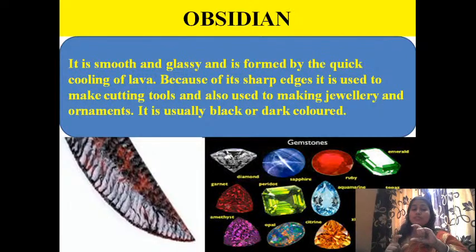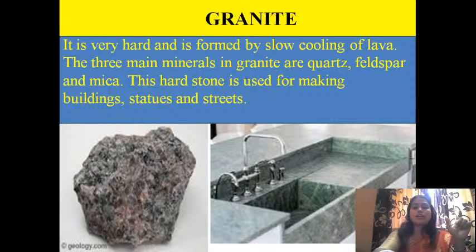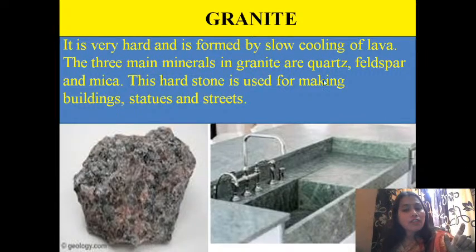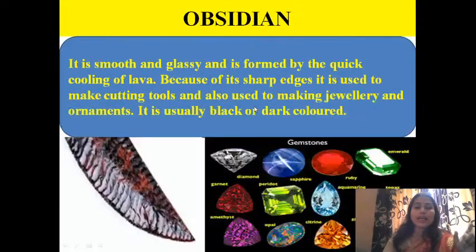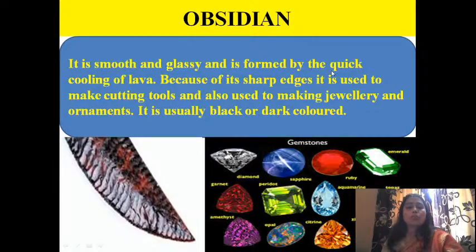See the difference between the obsidian rocks and the granite. Granite, where you can see here, is formed by slow cooling of lava. And here you can see the difference. It is formed by the quick cooling of lava. Which stone is formed by quick cooling of lava? Obsidian. Okay, remember? Yes, so obsidian rock is formed by the quick cooling of lava.